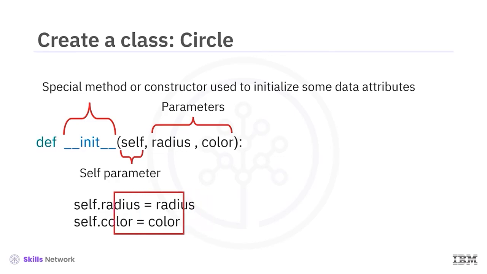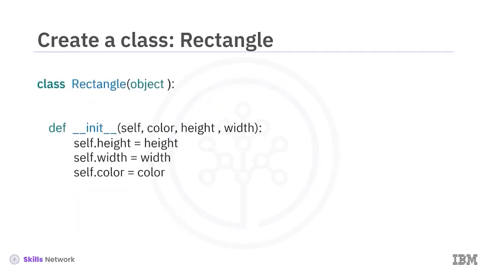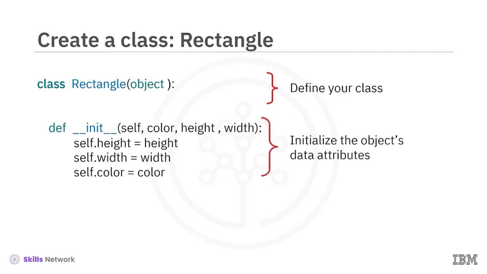We can set the value of the radius and color data attributes to the values passed to the constructor method. Similarly, we can define the class rectangle in Python. The name of the class is different. This time, the class data attributes are color, height, and width.